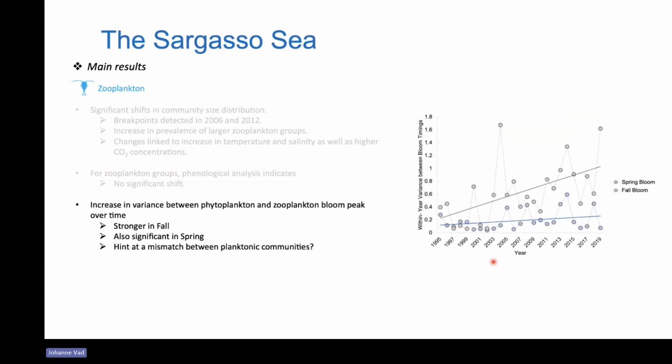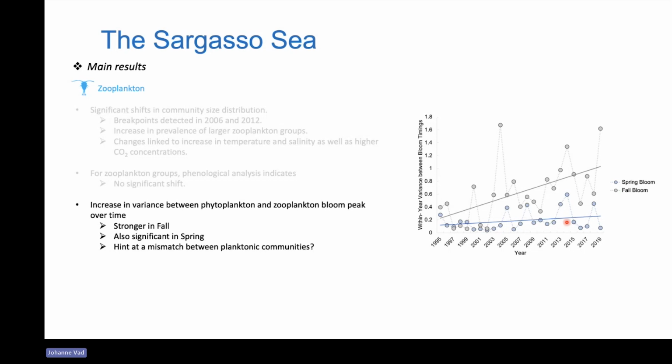It leaves us with a bit of a weird system where the within year variance between the different blooms is increasing over time, especially in the fall data set, but also significantly in the spring. And so it does hint at a bit of a mismatch being created between your smaller phytoplankton, your larger phytoplankton, and your zooplankton. I'd be really interested to dig further into this.